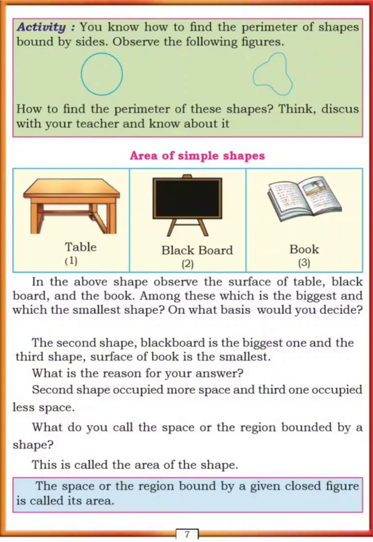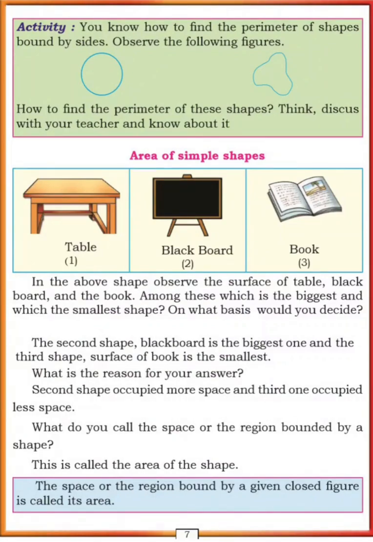Now let's move on to the next concept of the chapter, area of simple shapes. In the above shape, observe the surface of the table, blackboard and the book. Among these, which is the biggest and which is the smallest shape? On what basis would you decide? The second shape, which is the blackboard, is the biggest one, and the third shape, the surface of the book, is the smallest. What is the reason for your answer?